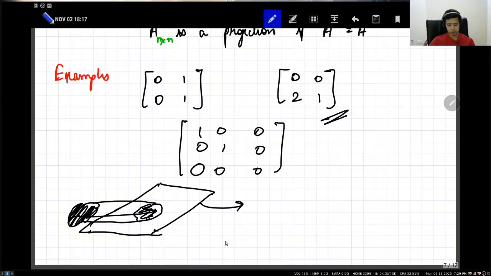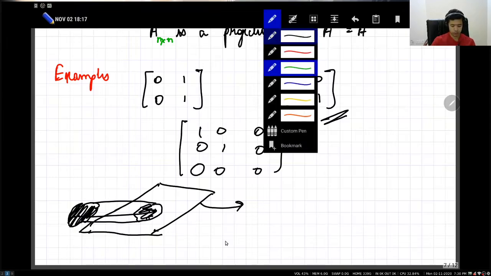Now you would have noticed that the column space of this particular projection matrix is basically this plane, right? So this plane gives you the column space because that is the range of the projection matrix. But what is the null space? Right? So think about what the null space is.